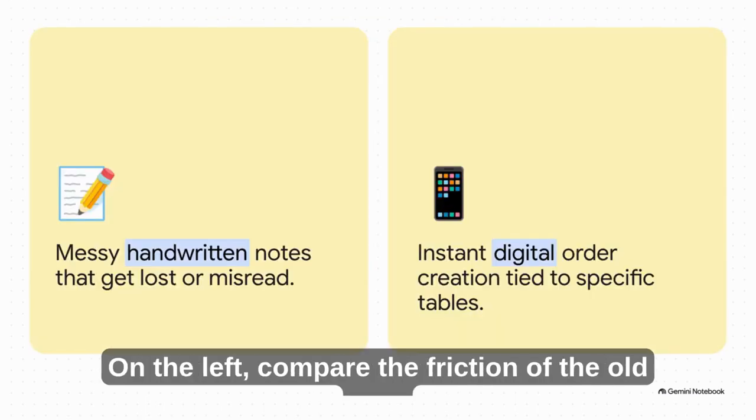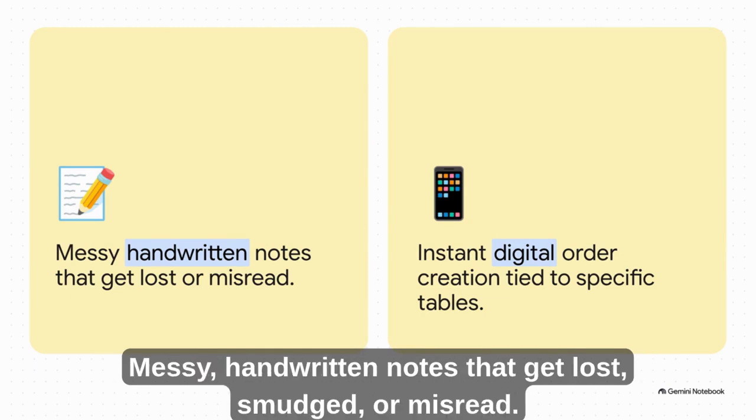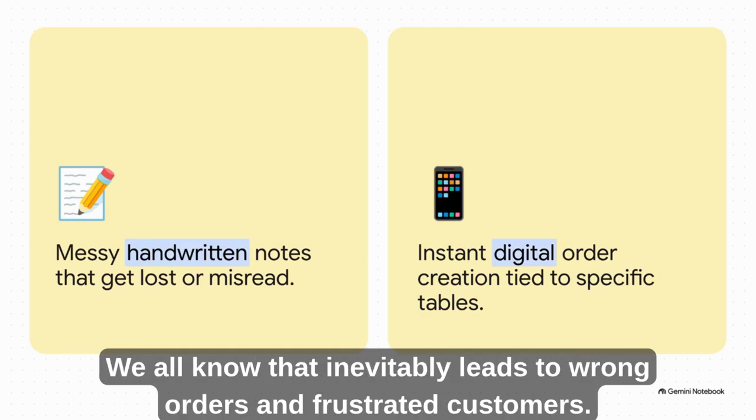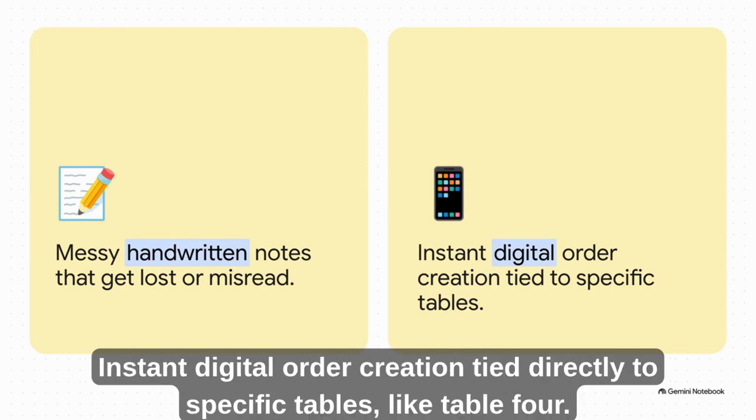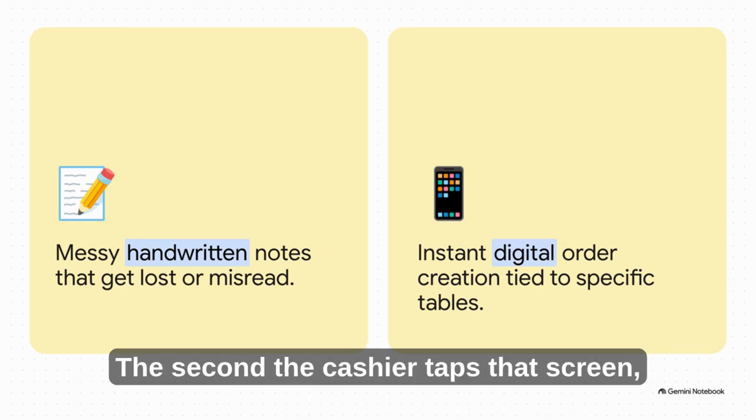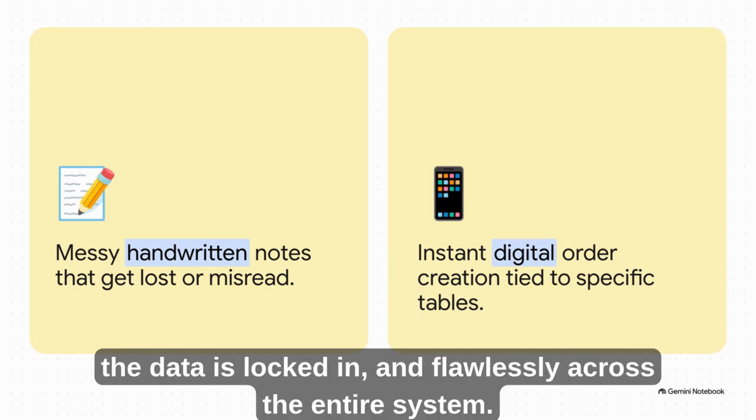Just think about what we're replacing here. On the left, compare the friction of the old way. Messy, handwritten notes that get lost, smudged, or misread. We all know that inevitably leads to wrong orders and frustrated customers. Now contrast that with the new way on the right, instant digital order creation tied directly to specific tables, like Table 4. The second the cashier taps that screen, the data is locked in flawlessly across the entire system.